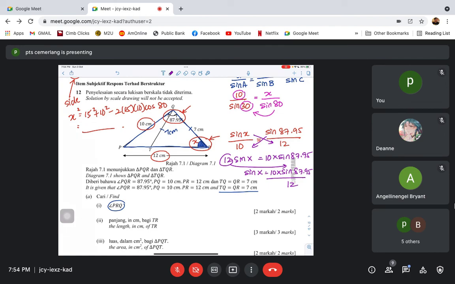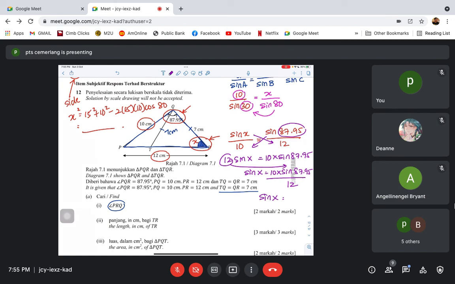And then look, what is your sin X equal to? Before you even press your calculator, for this topic you have to change your calculator back to degree. Otherwise your answer will be wrong. So you have to understand which topic you are talking about. Since your angle is in degrees, make sure your calculator is in degree also, okay?